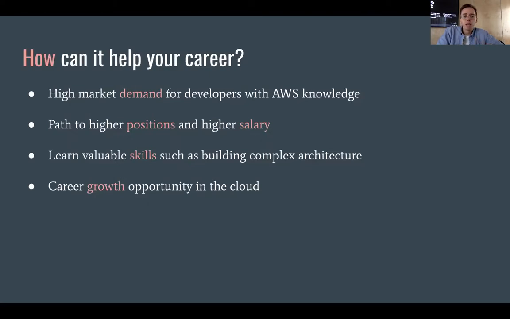So, the high market demand behind helping your career: AWS knowledge is very high in demand. There's paths to higher positions and higher salary. That would look like moving from a regular front-end developer to a hybrid cloud developer, where you're doing front-end and some cloud development at the same time. And there's also a full stack cloud developer that's front-end, back-end, and cloud. All those things mixed together make a really strong developer. And if you have a couple of those on a team, you can do a whole bunch with a little.